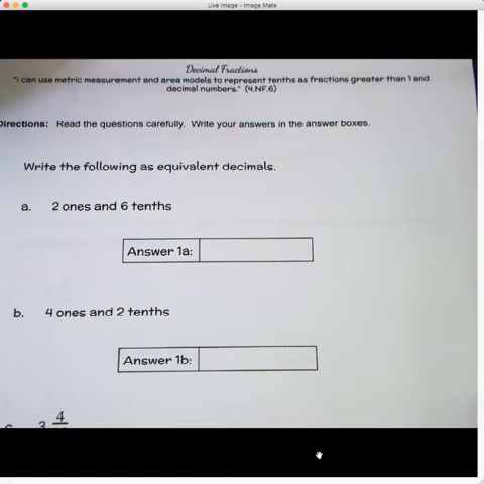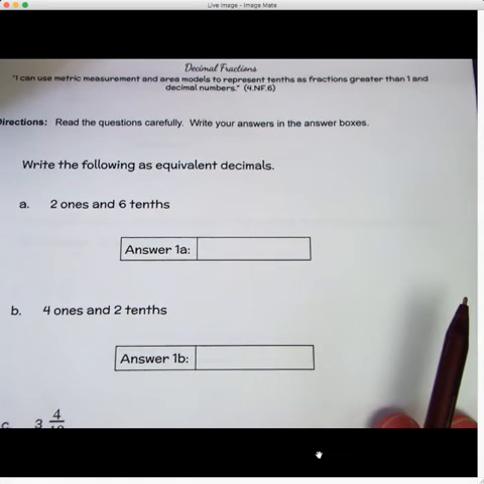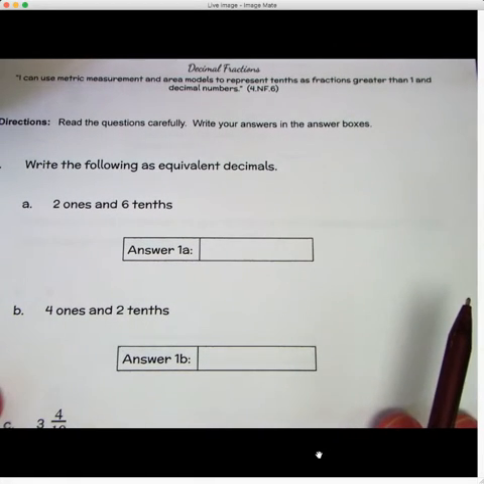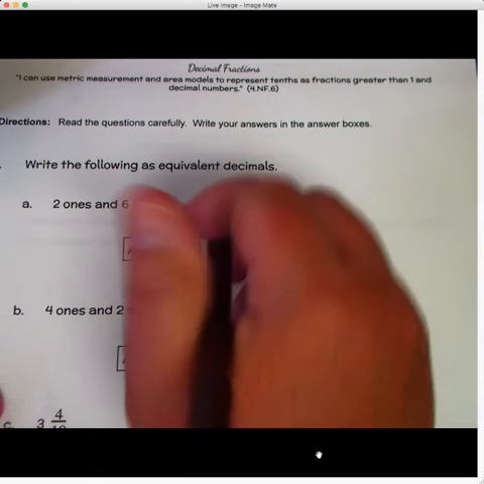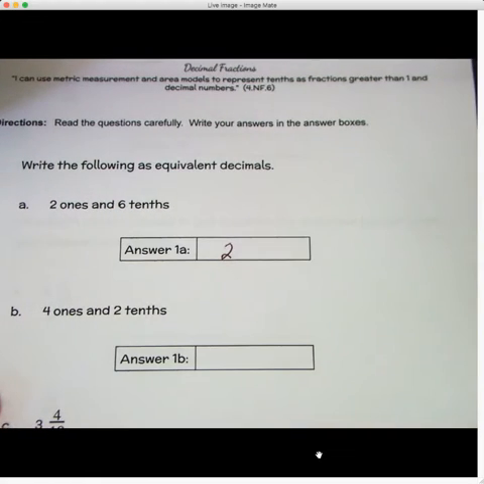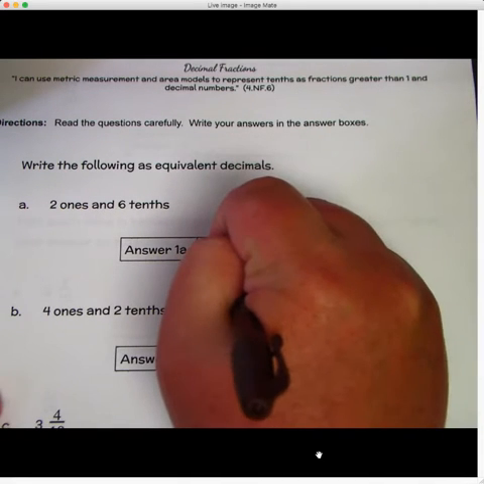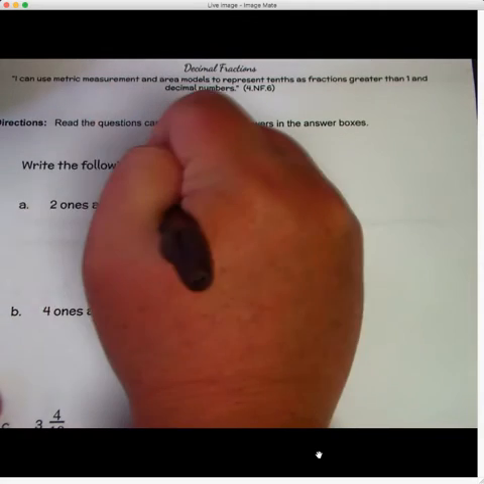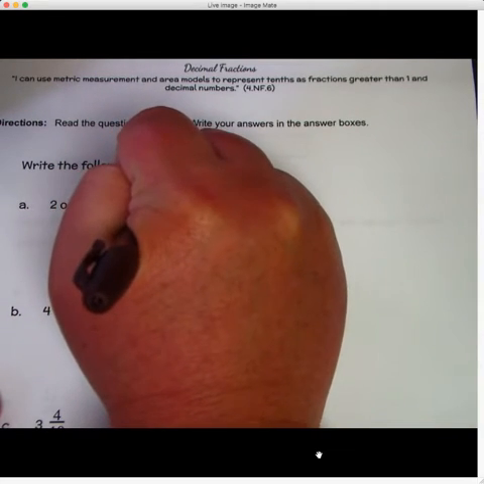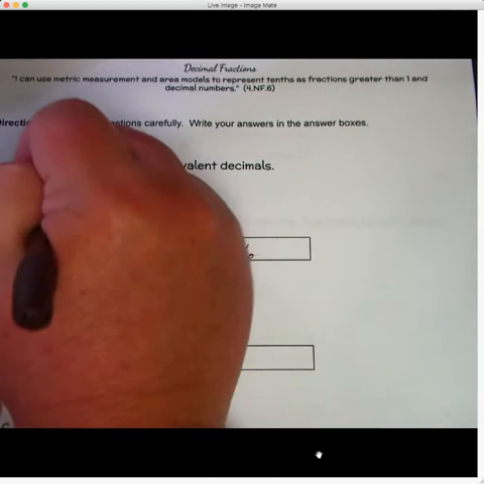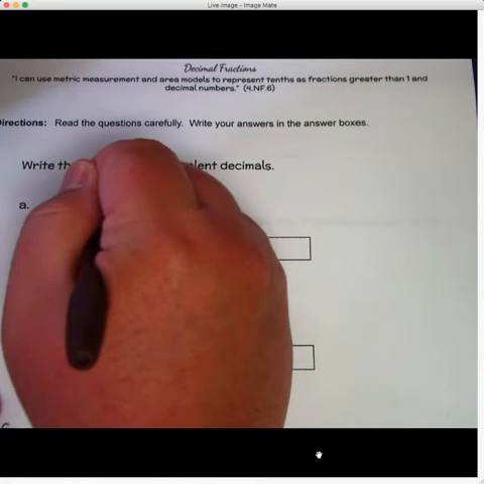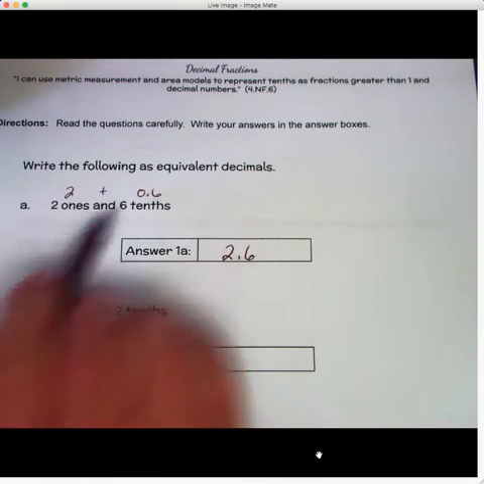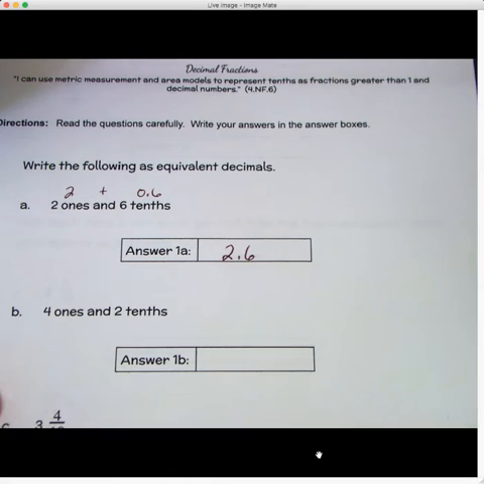So the first thing says write the following as equivalent decimals. So I have 2 ones. Well, that just means I have 2. And I have 6 tenths. Well, we know that 6 tenths would be 0.6, right? We learned yesterday. So if we add 2 plus 0.6, we're going to get 2.6, okay?